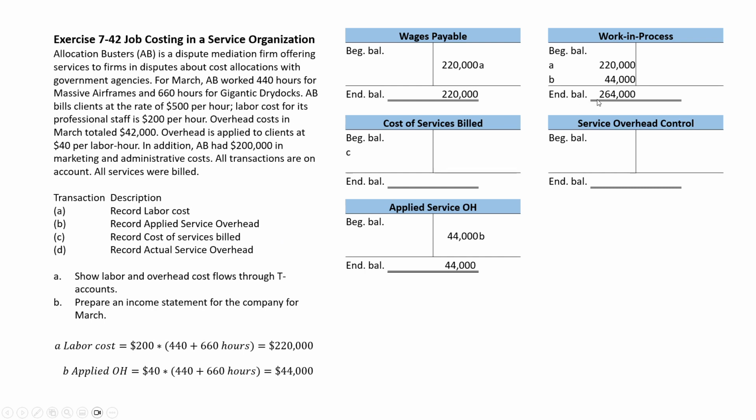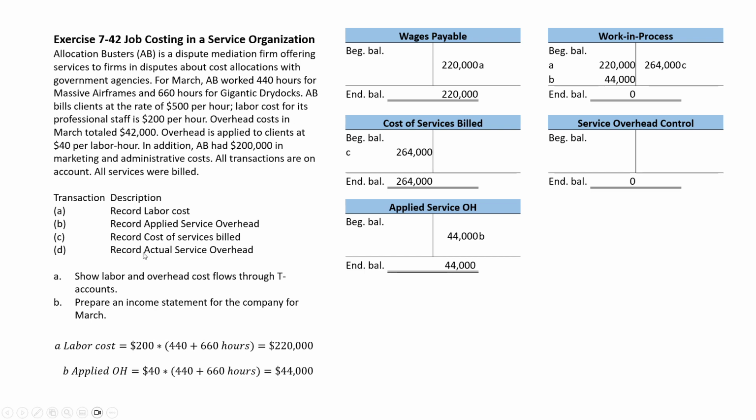What is that cost? The total balance in work in process, because you can't leave jobs. This job is either finished or unfinished. It's finished, so we're going to move it out of work in process by crediting work in process. And again, we don't have goods, so we're not moving it into finished goods. We're moving it directly into the expense account cost of services billed, or debiting it to cost of services billed for 264,000 so we can match it against the revenue earned.